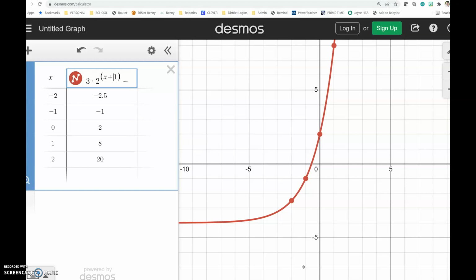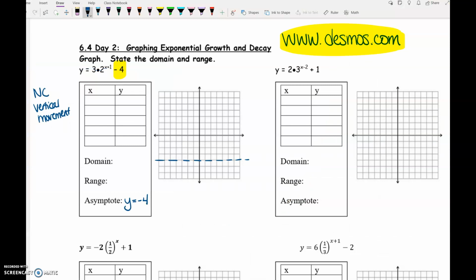And I'm not going to record 220 because I know that's off my graph. I'm not going to use that at all. So I'm going to use -2, -2.5, -1, -1, 0, 2, and 1, 8. So when I go back here, I'm going to write in those numbers that I found from Desmos. And plot those points. -2, -2.5 is there. -1, -1, 0, 2, and 1, 2, 3, 4, 5, 6, 7, 8. That one's even off my graph. I didn't realize I used such tiny graphs on this.